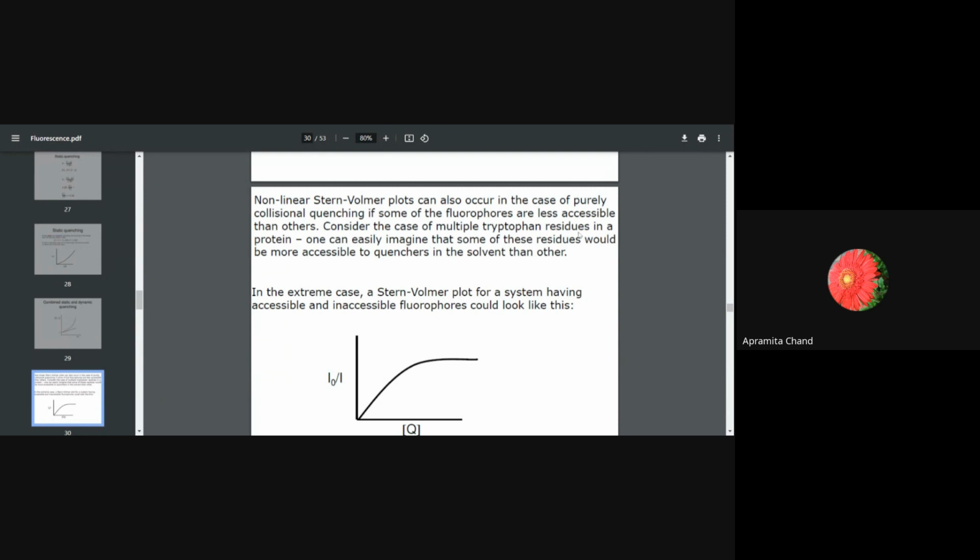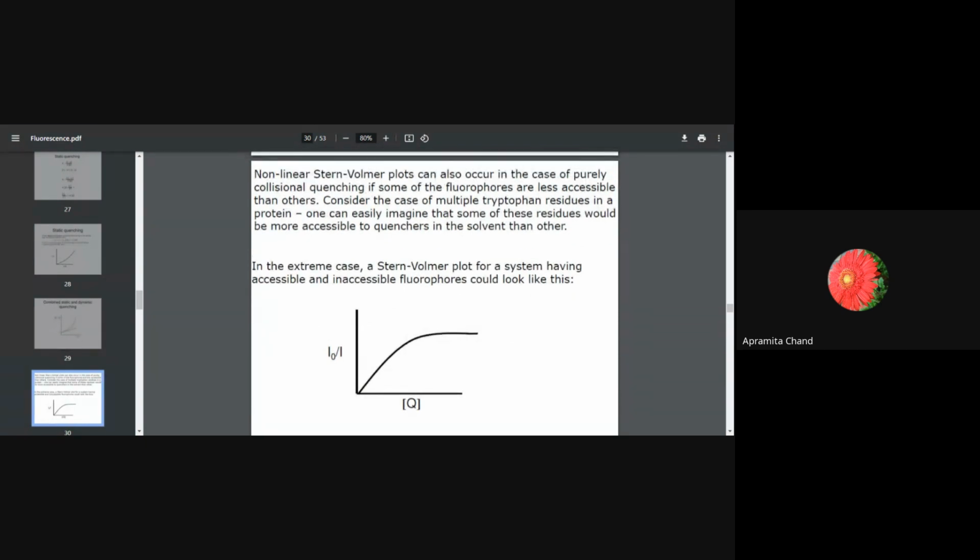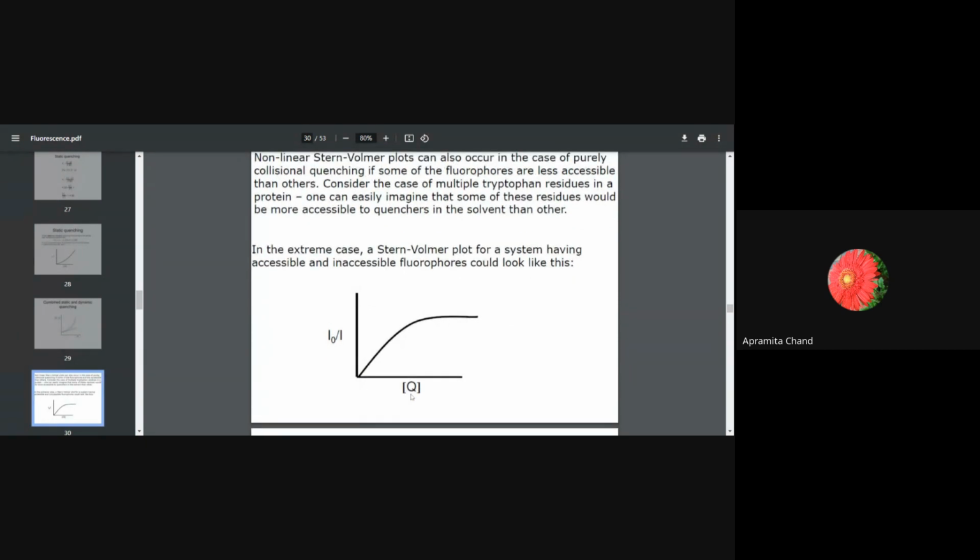In these extreme cases, if you plot a Stern-Volmer plot, it will not be linear. It will be a curve reaching a plateau. So I0 by I versus Q will not have an intercept or be a linear plot. It will be a curved plot, a non-linear Stern-Volmer plot, where the quencher is not able to access all the fluorophores in the system equally.